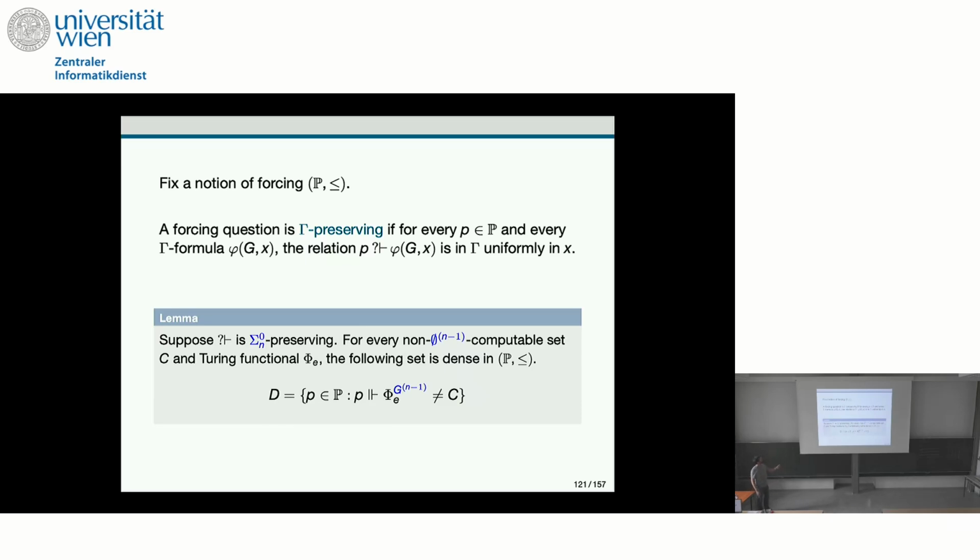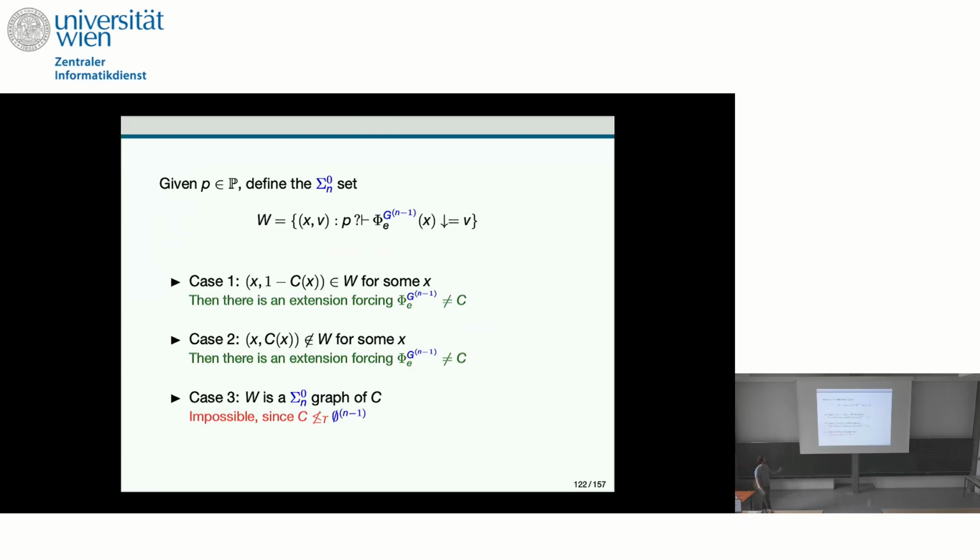We can easily show that at every level n, if your forcing question is sigma 0 n preserving, then for every non-0 to the n minus 1 computable set C, and for every Turing functional, the following set is dense: the set of conditions which force the n minus 1th iteration of your jump not to compute C. And the proof is the same. Instead of having a sigma 0 1 set, you have a sigma 0 n set, because this is a sigma 0 n formula. And then you have this case analysis for cone avoidance. Either you can force to halt on a wrong value, or you can force not to halt at a good value, and otherwise you have a sigma 0 n graph of C, and this is not possible.